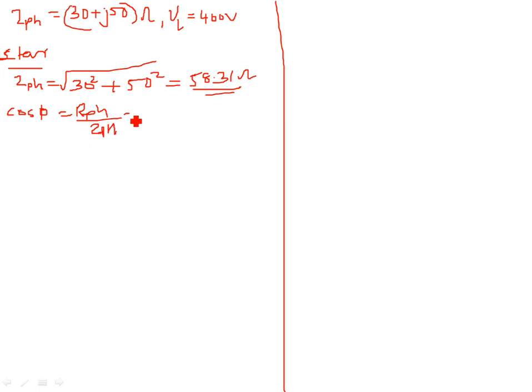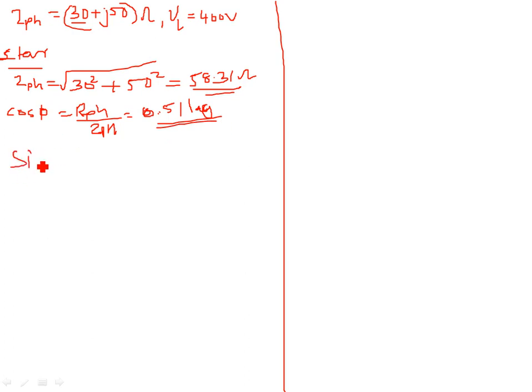What is R phase? R phase is 30. So it is 30 divided by 58.31. That is 0.51. Now, since it is in the form R plus jXL, the power factor is lagging. It is 0.51 lag. So you have got the power factor. Now, find sin phi also.